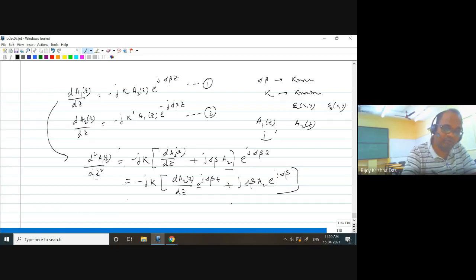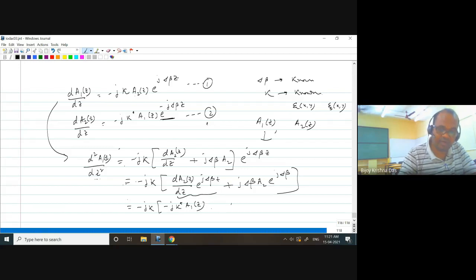Now you see from equation 2, if I take e to the power j delta beta Z to the left-hand side, I get this value. So I can write this one as minus j kappa star A1Z.